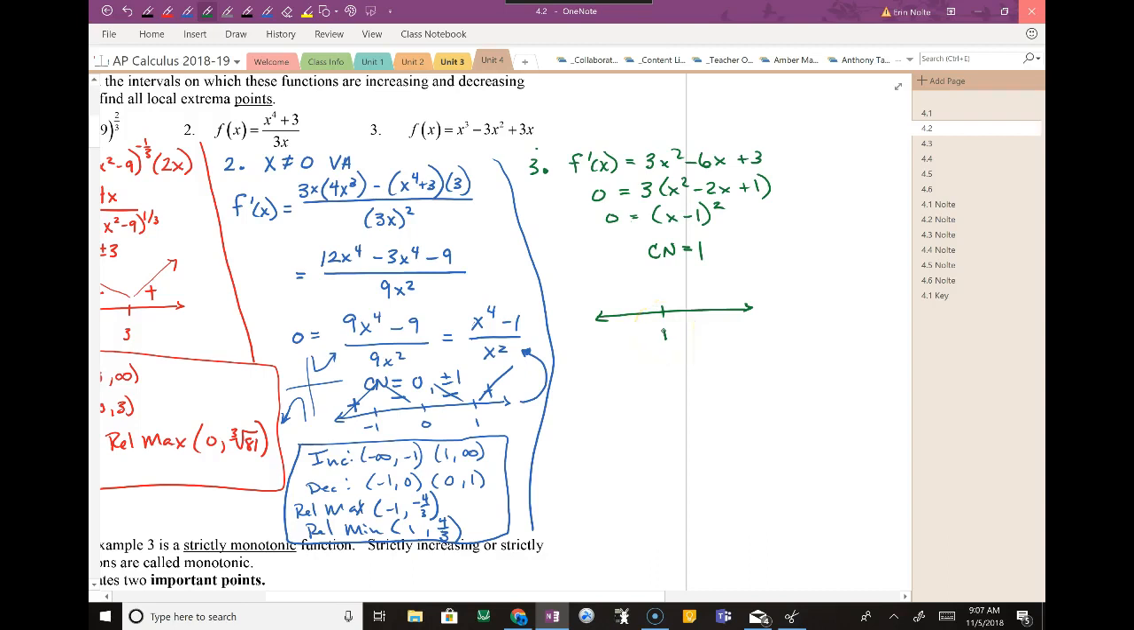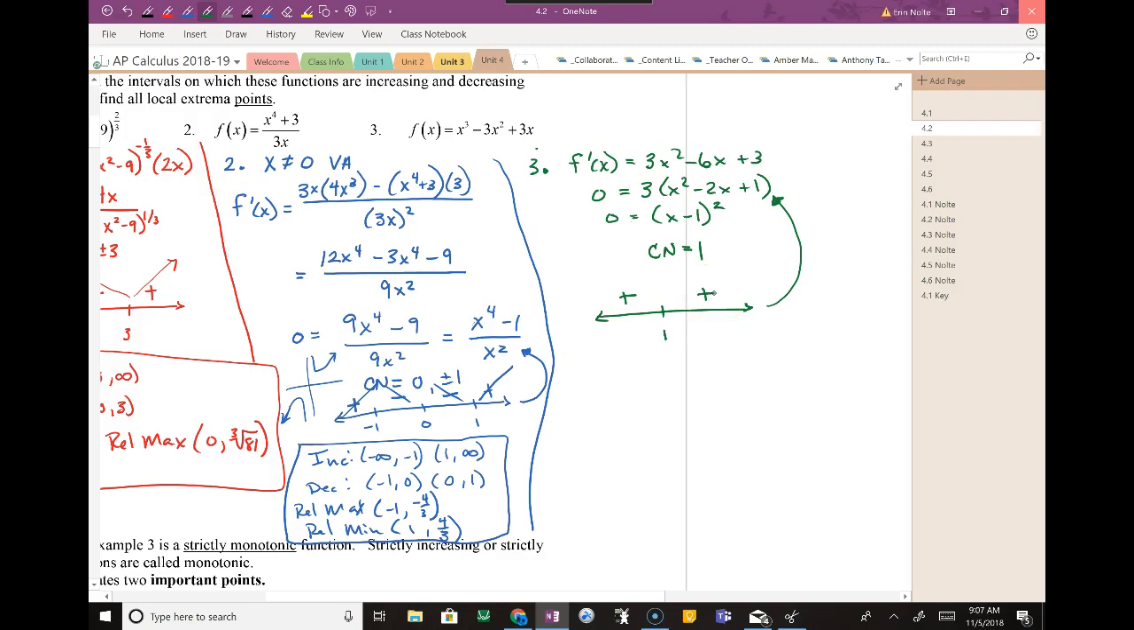Okay. So to find where it's increasing and decreasing, plug in a value less than 1. So by the way, we're plugging it into this. So let's say 0. So if I plug 0 into that, I would get 3 times 1. So I get a positive, right? And if I plug a value bigger than 1, such as 2, I would get 3 times 1 again. Yeah, you're right. Positive, positive.